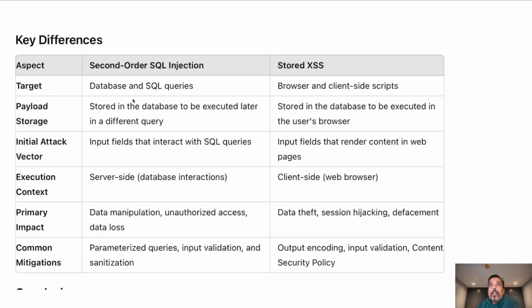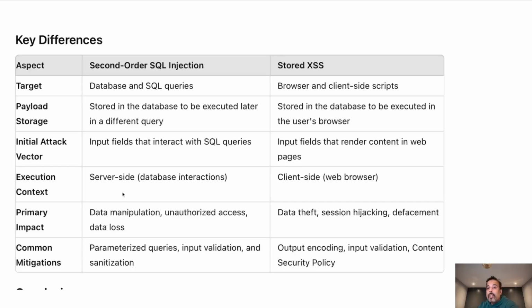The first one is the target: the database and SQL queries in second order SQL injection, whereas in stored cross-site scripting it's the browser and client-side scripts. Payload and storage: in second order SQL injection, the payload is stored in the database to be executed later in a different query, whereas in stored cross-site scripting it is stored in the database to be executed in the user's browser. So that is the key difference: one is executed in the browser and the other is executed in a different query. Initial attack vector: input fields that interact with SQL queries, versus input fields that render content in web pages.